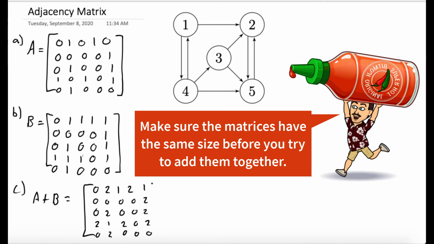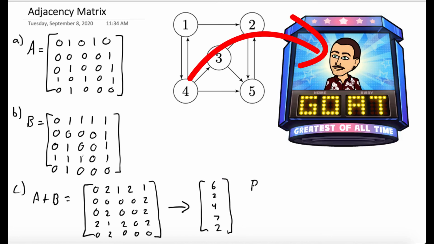And to find who the best player is, we're going to add across these rows. That was our ranking of the best player. So you can see that player 4 has 7 points, so they're the best. Or as I wrote, player 4 is the GOAT, the greatest of all time.